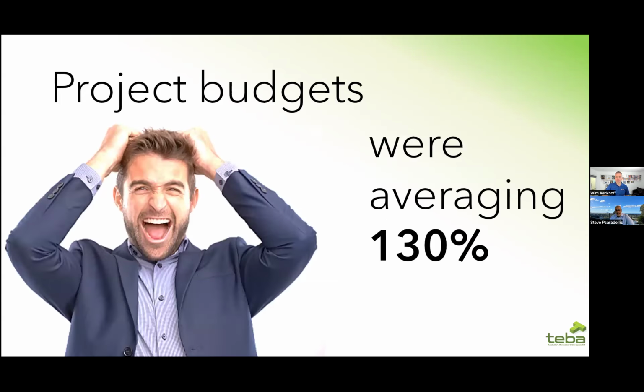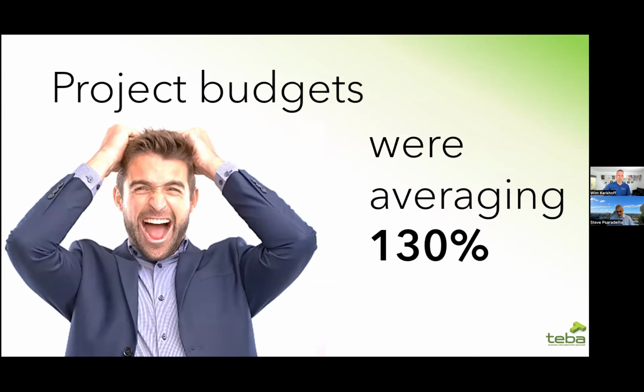So here's what was happening to us 10 years ago. Our project budgets were averaging 130%. What that means is that if we quoted $100,000 to do a project, it was costing us on average $130,000. So I don't know what sort of numbers you're working with. It could be a $10,000 project costing 13. Could be a $1 million project costing 1.3 million.